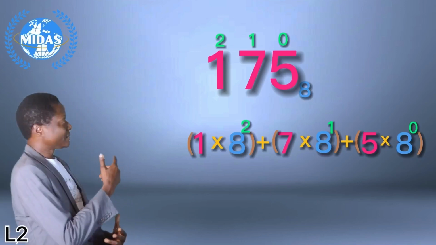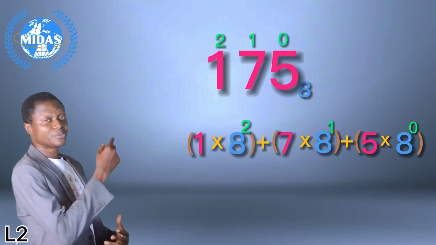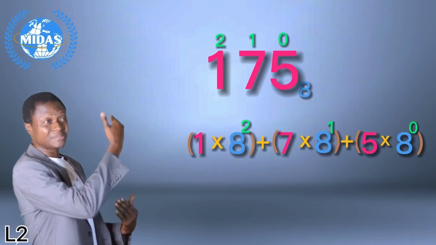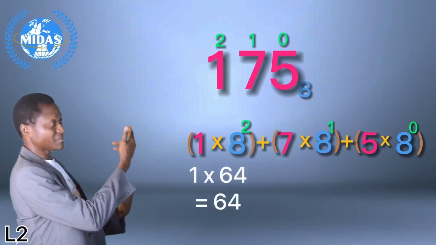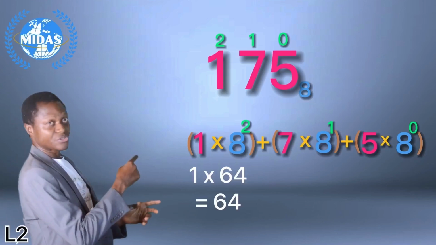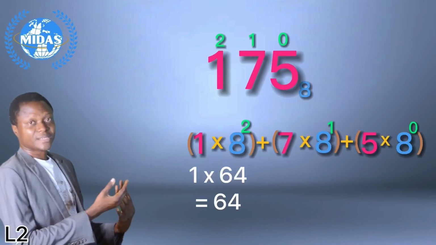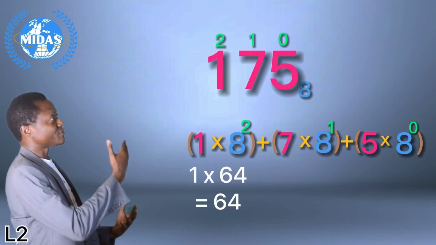So now we have 1 times 8 raised to power 2. 8 raised to power 2 means 8 times 8, which is going to give us 64. So 1 times 64, and then plus, all right? So the next is 7 times 8 raised to power 1.